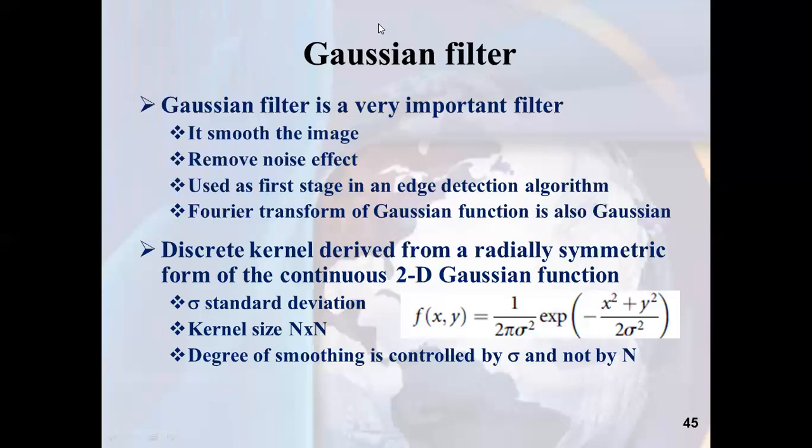As you know, the Gaussian filter discrete kernel is derived from a radially symmetric form of the continuous 2D Gaussian filter. This is the function of the Gaussian filter: f(x,y) = 1 over 2 pi sigma squared, exponential of minus x squared plus y squared over 2 sigma squared. You know, this is the Gaussian function. Sigma is the standard deviation, and it controls the smoothing because it sets the size of the Gaussian.